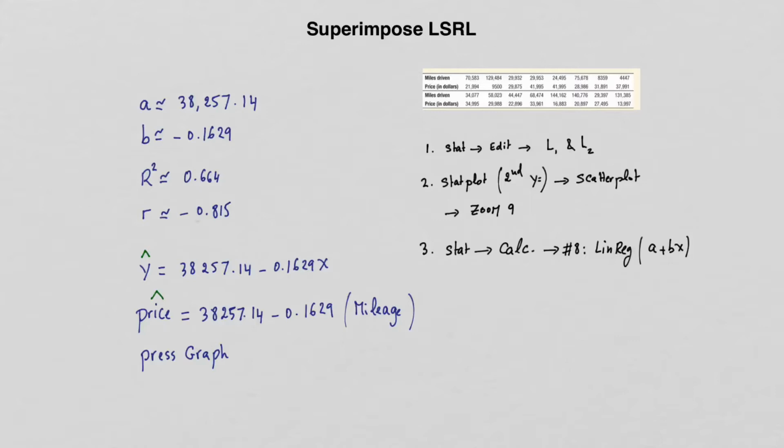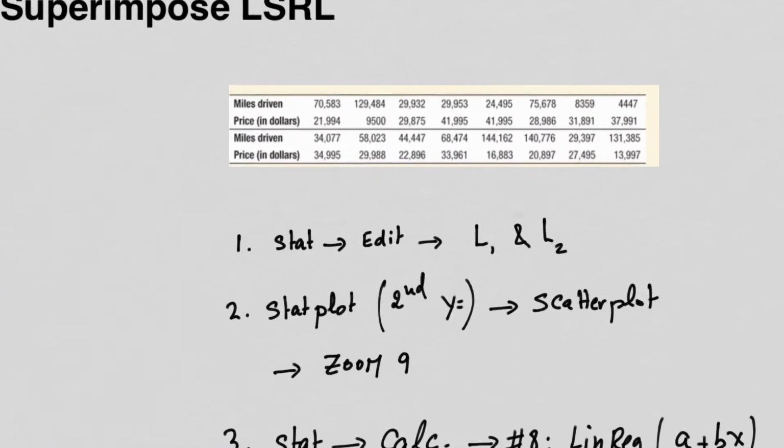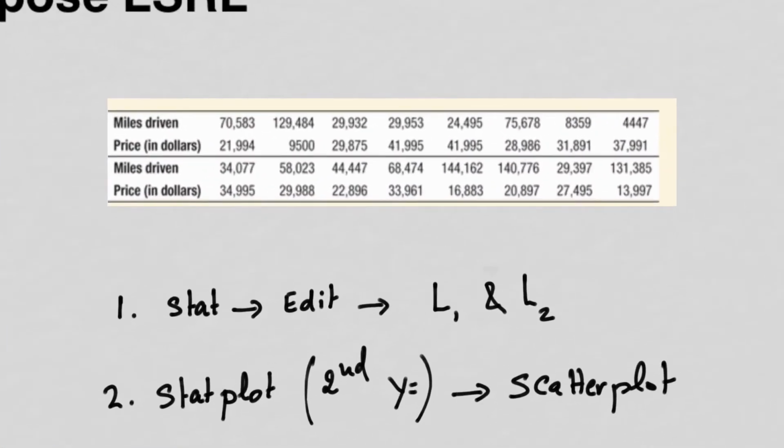The very first thing I want you to do is to pause the video and copy these data points under stat edits under L1 and L2. You may remember we had a price of trucks, which is the second row, in relation to the number of miles driven, which is the first row. So you need to go to stat edits and enter under L1 your X values, or the miles driven.